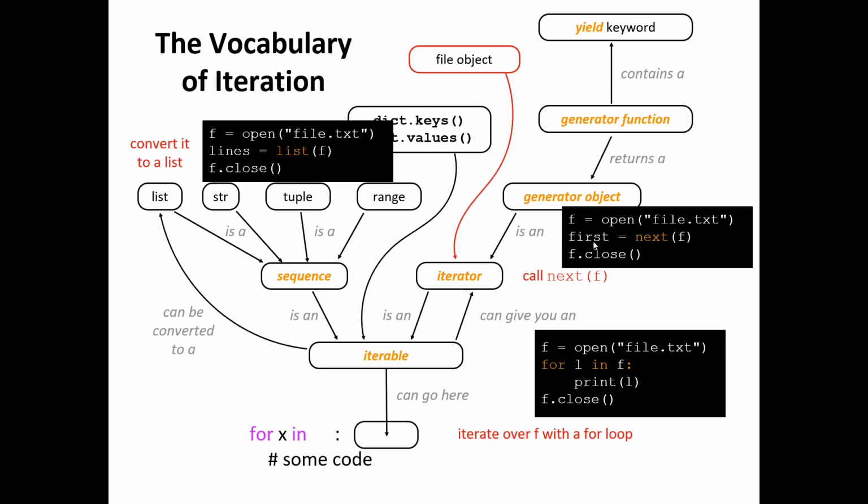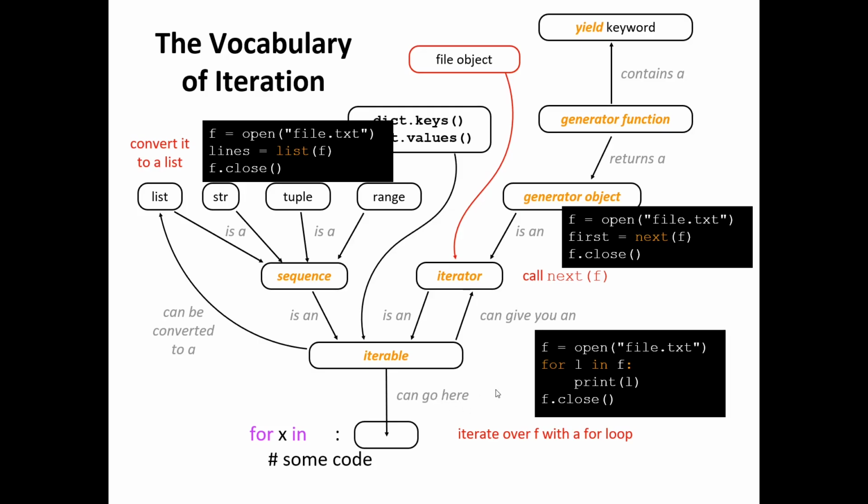We can open the file, grab the first line of text by calling next on it, close the file when we're done. We can also use for loops to loop over files. So we can say, open the file, and then for L, I highly recommend not using the letter L as a variable. It looks too much like the number 1. And I didn't change it in the example. I apologize. But for line in file, or for line in F, is a great way to do that.